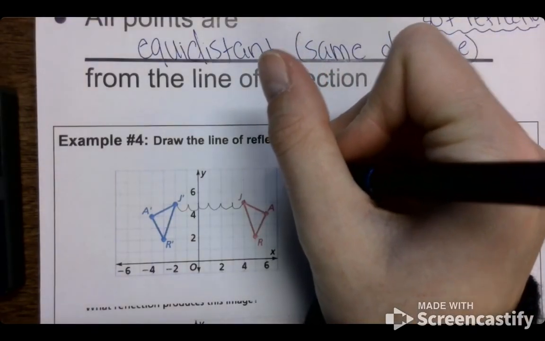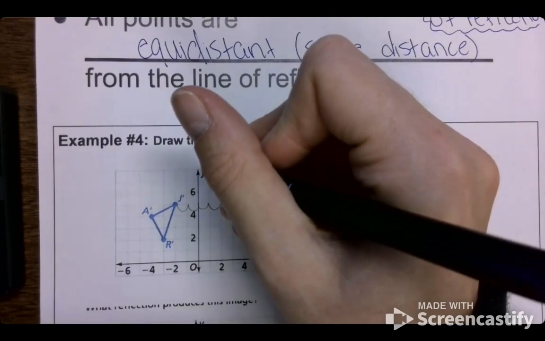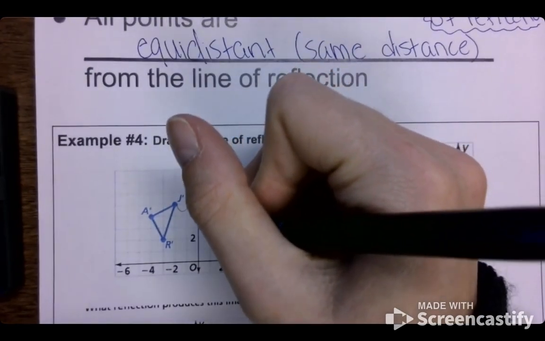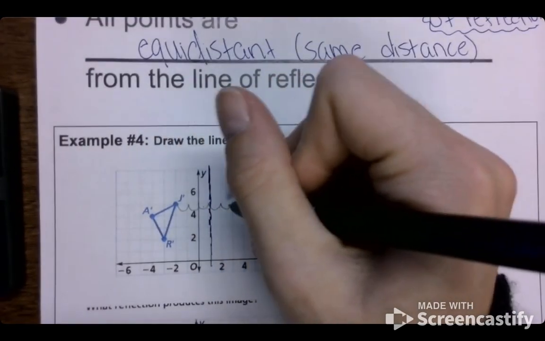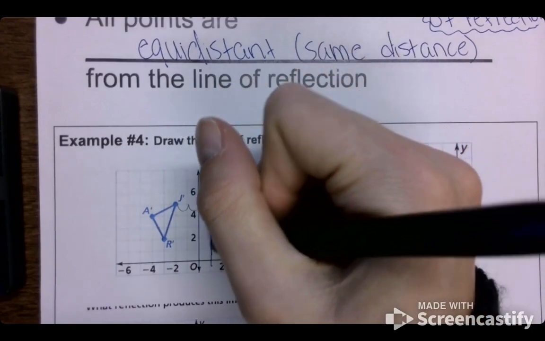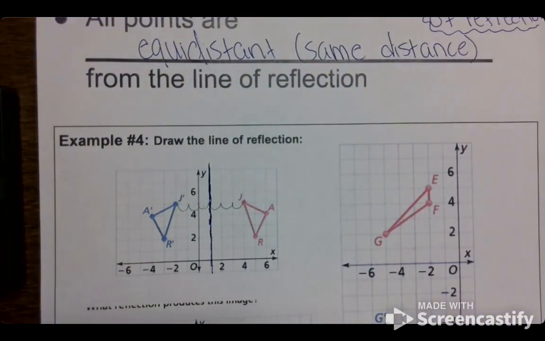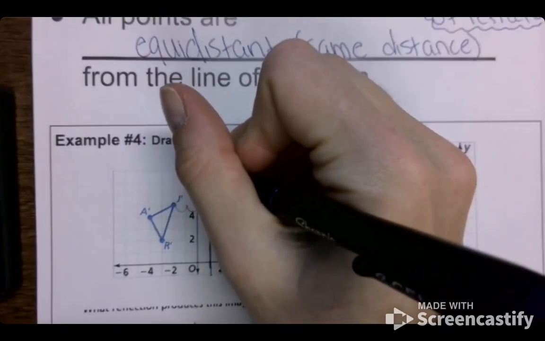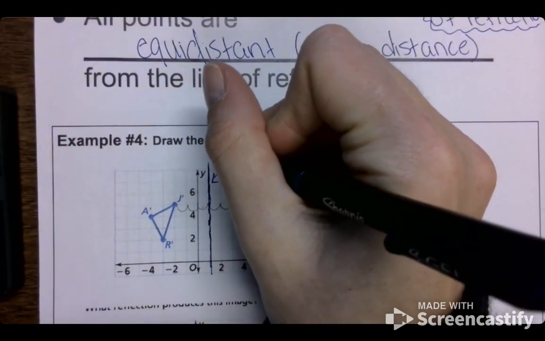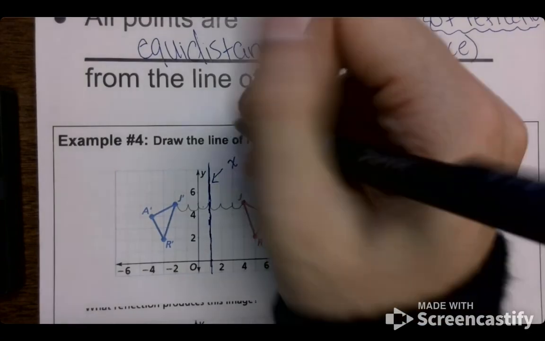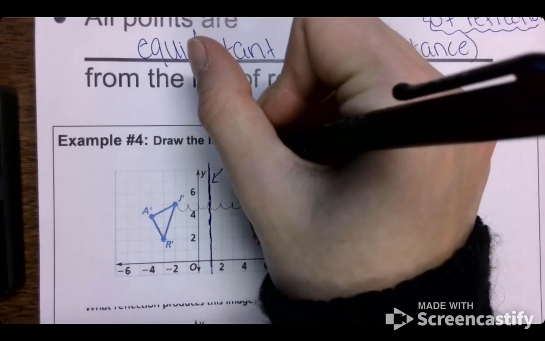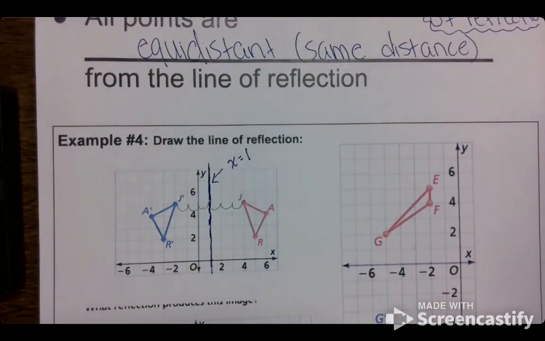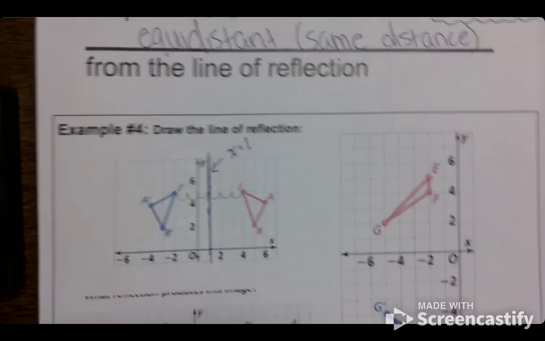Good. If it's 6 points, then it's 3 on each side. 1, 2, 3, 1, 2, 3. So that is it. So this line of reflection is going to be x because it hits the x-axis. And what number does it hit the x-axis at? Positive 1. So the line of reflection is x equals positive 1.